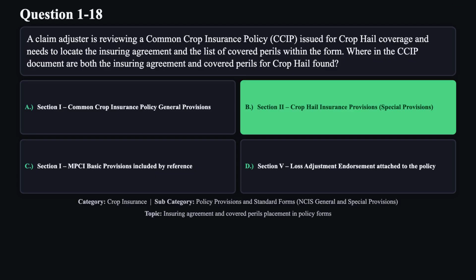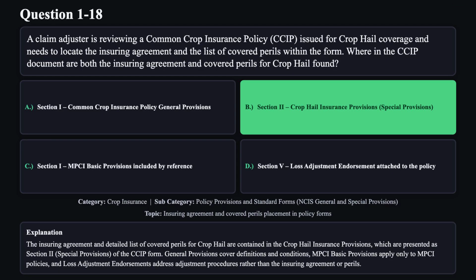The correct answer is B. The insuring agreement and detailed list of covered perils for crop hail are contained in the crop hail insurance provisions, which are presented as Section 2, Special Provisions, of the CCIP form. General provisions cover definitions and conditions. MPCI basic provisions apply only to MPCI policies, and loss adjustment endorsements address adjustment procedures rather than the insuring agreement or perils.